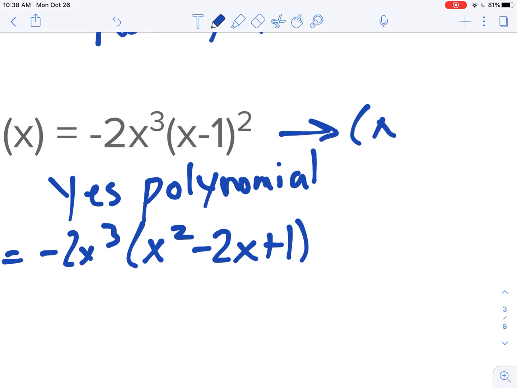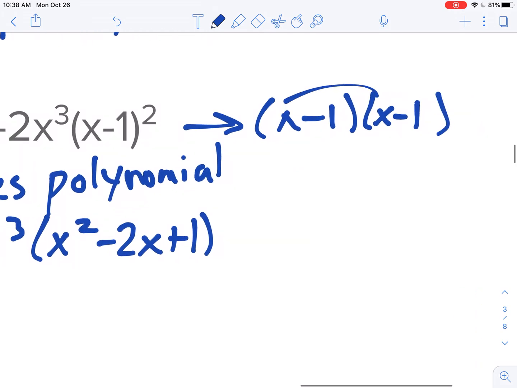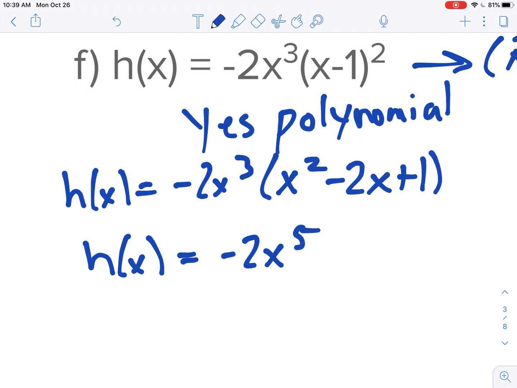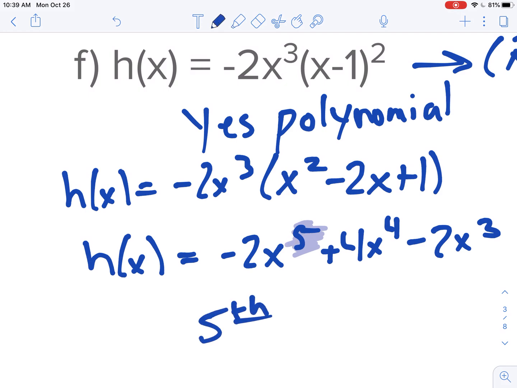I said x minus 1 times x minus 1. I did my distribution, and then I added my middle terms. Then I have to distribute this, so I end up with h of x is equal to negative 2x to the 5th power plus 4x to the 4th minus 2x cubed. And now I can look at this and say, okay, my highest degree here is the 5th. So this is a 5th-degree polynomial.